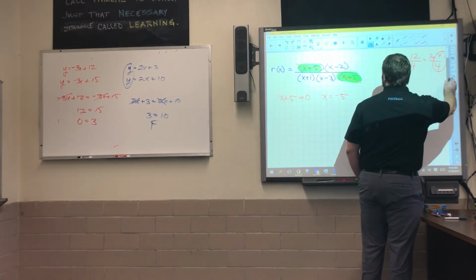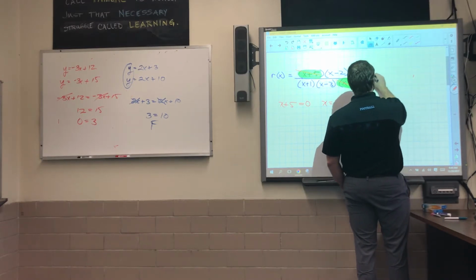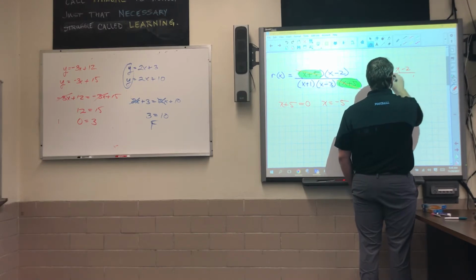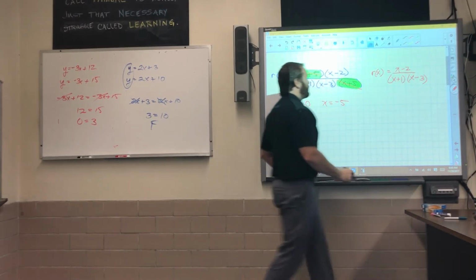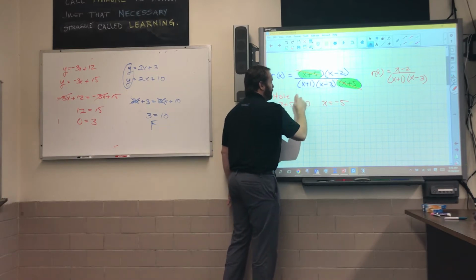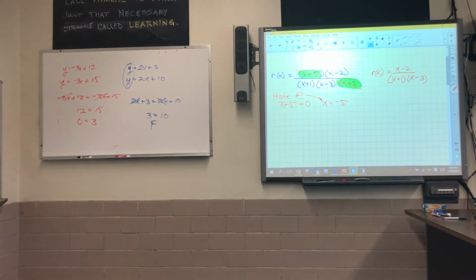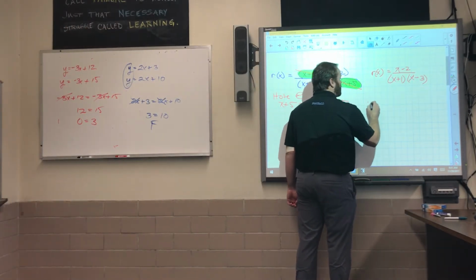Now my reduced version of this, after we cancel things out, right over here in red, is (x minus 2) over (x plus 1)(x minus 3). Once you find that you have a hole at x equals -5, you're going to take that -5 and plug it into the reduced version to find the appropriate y value.